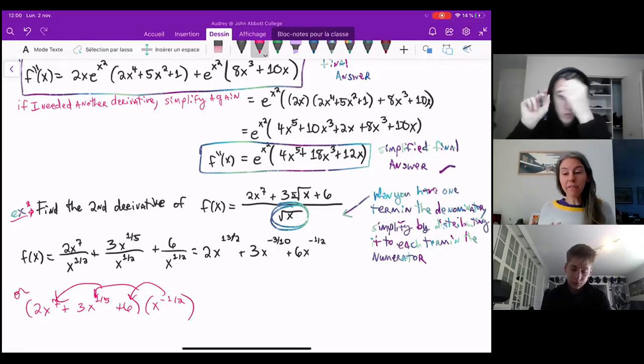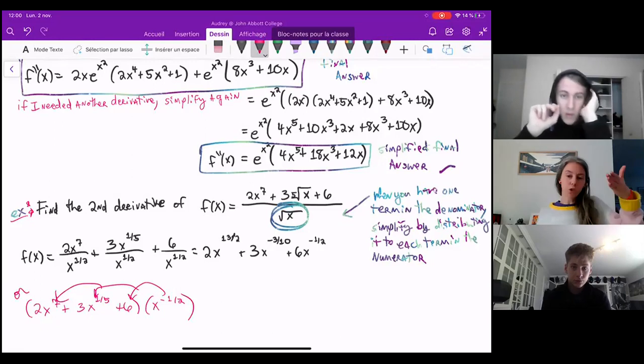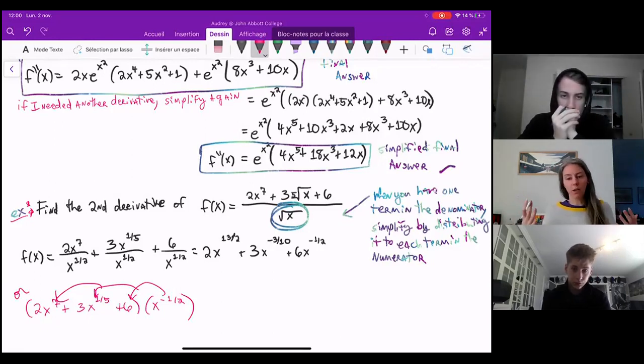Okay, so simplifying in this way allowed us to turn a quotient rule into 3 simple power rules. And power rules are the most powerful thing you have for higher order derivatives.